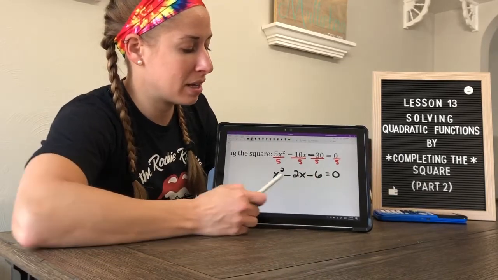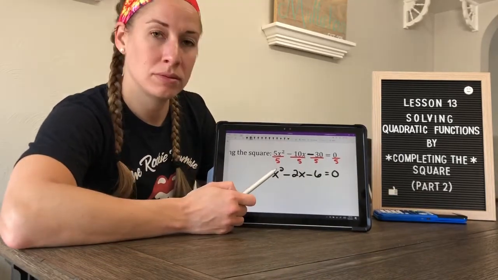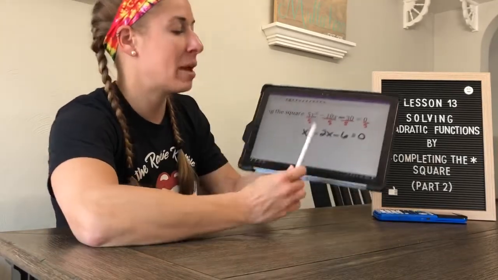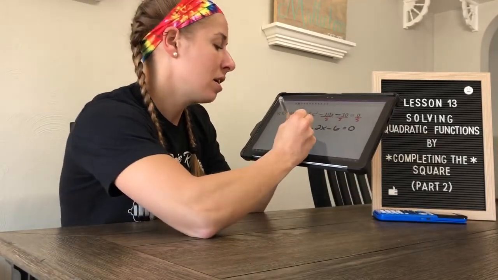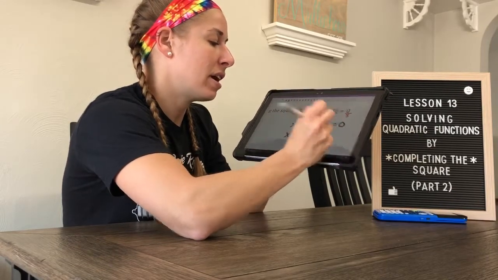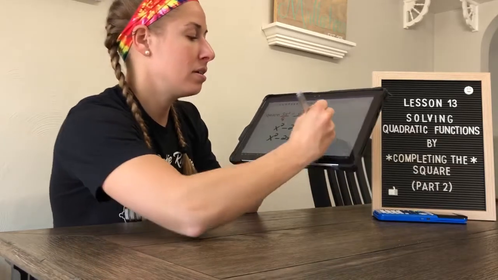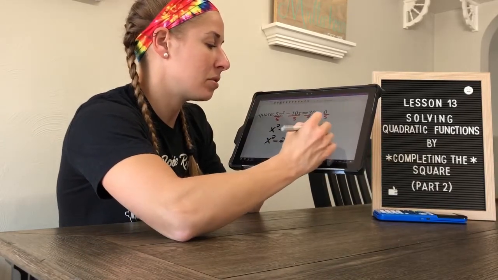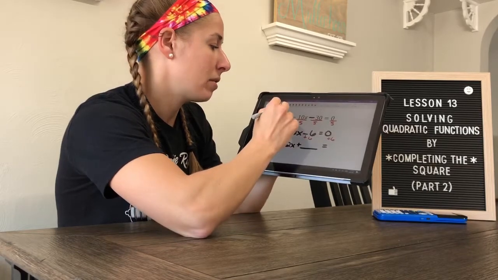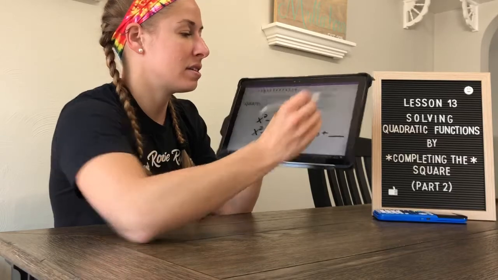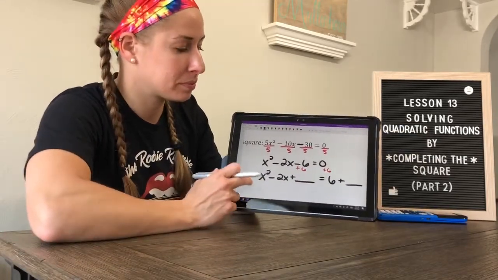Is this 6 making this a perfect square trinomial? No, because 6 is not a perfect square. So we want to move it to the other side and make way for the c value that does. So x squared minus 2x plus the c value that does make that a perfect square equals, and then we had to add this 6 to both sides. So we have a positive 6 plus that c value that does make it a perfect square trinomial.